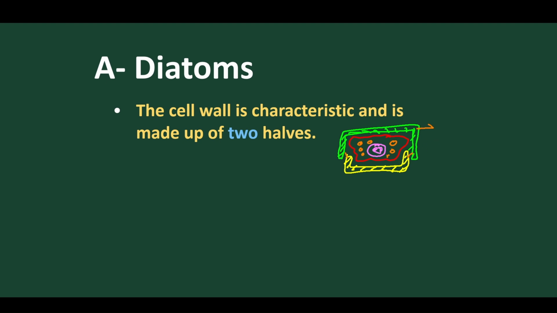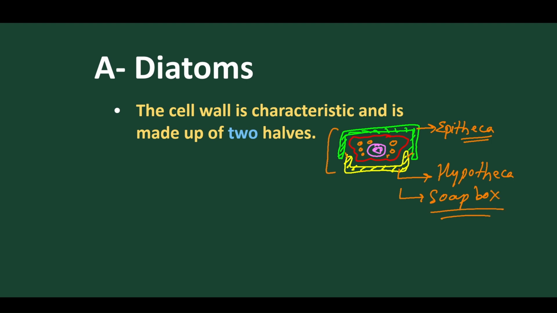The upper part of the cell wall is called the epitheca. Theca is the covering of the cell wall, and the lower part is called the hypotheca. Got it? They look like a soap box like structure. This is a very important question. They look like a soap box like structure, and both walls together are called theca.